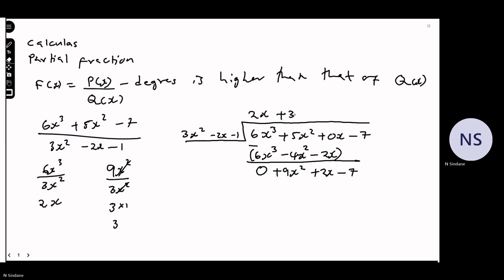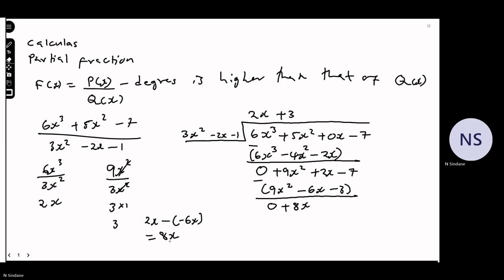And then I'm going to say 3 multiplied by 3x squared. This gives me 9x squared. 3 multiplied by negative 2x is negative 6x. And then 3 multiplied by negative 1 is negative 3. Then subtract. I'm going to have 9x squared minus 9x squared, which is 0. Then 2x minus negative 6x gives me 8x, which is positive 8x.